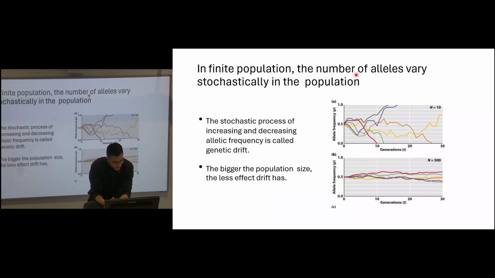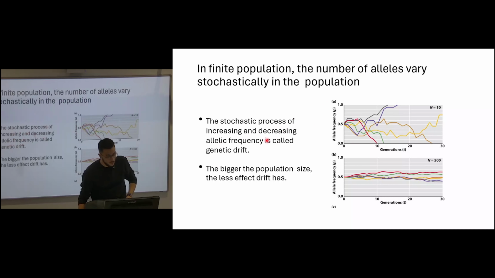What else? When you have a finite population, the number of alleles will change in the population stochastically. What do I mean by stochastically? It just means that it happens randomly, unexpectedly. You don't know. A stochastic process is like the stock market. You can apply statistics to it, make your lines there and try to invest at the right time, but you can never really predict it to 100%, okay? So this is what stochastic means. And so the stochastic process of increasing or decreasing the allele frequency in the population is called genetic drift, right?